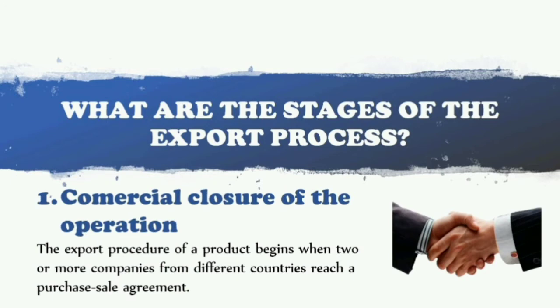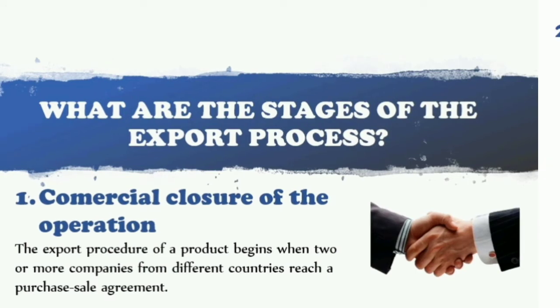Number one, commercial close of the operation. The export process of a product begins when two or more companies from different countries reach a purchase agreement for any products or merchandise. For this, they agree on delivery conditions, Incoterms 2020, and a specific price.